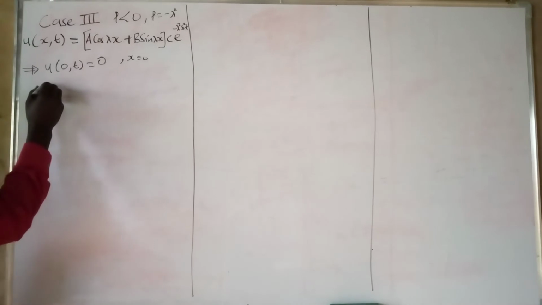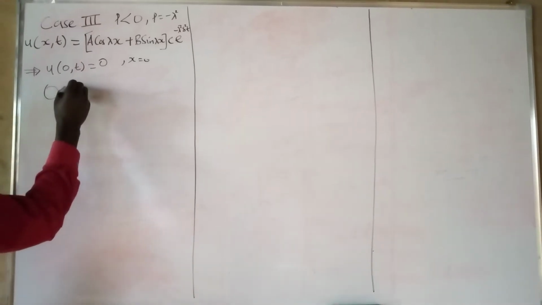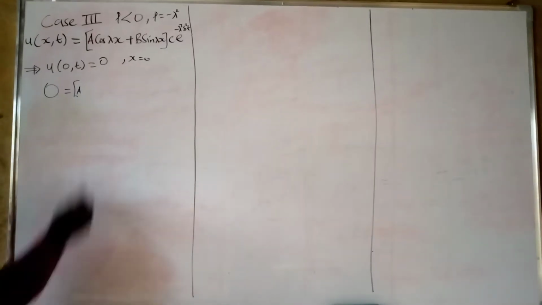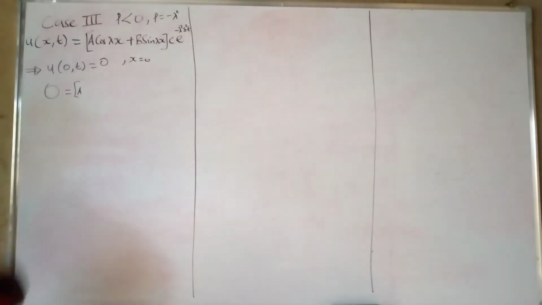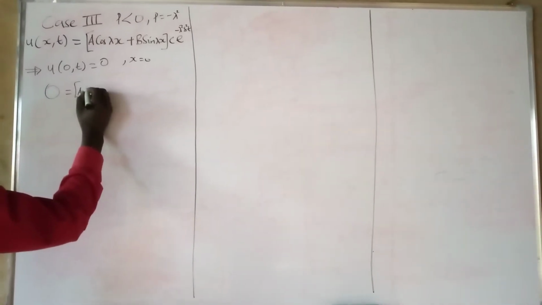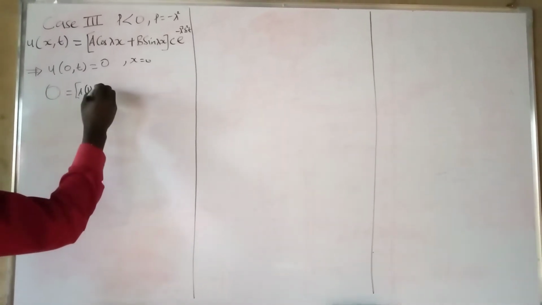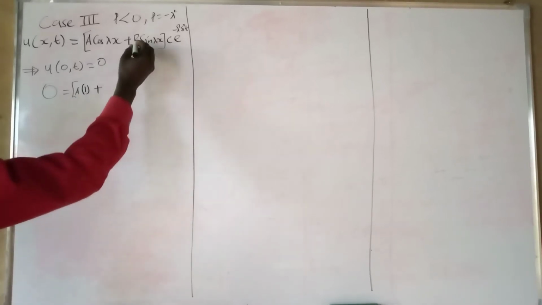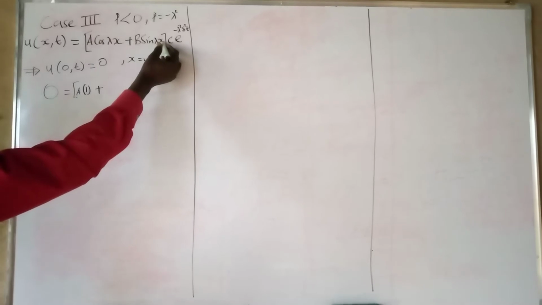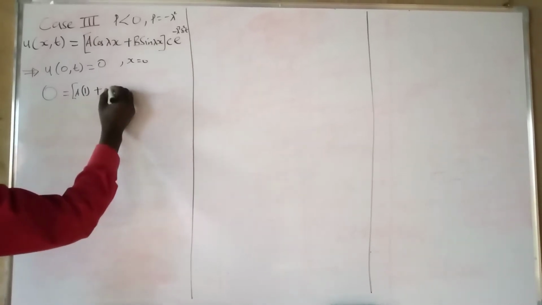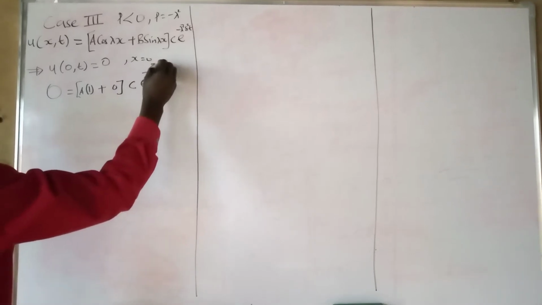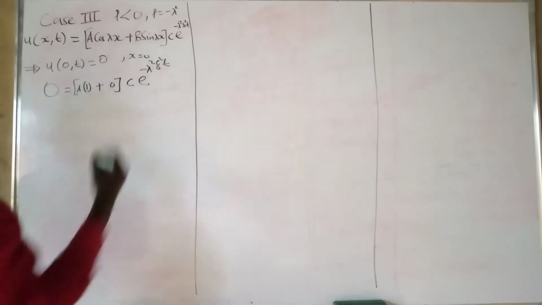So it's going to be 0, the same as a cos, where there's x, I'm going to put 0. So cos of 0 is 1. So a times 1, plus b sine of 0. Sine of 0 is 0, because our x is 0. Put 0 here, and it's going to be 0. Then you have c e to the power negative lambda squared sigma squared t.